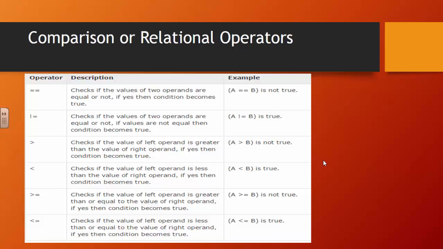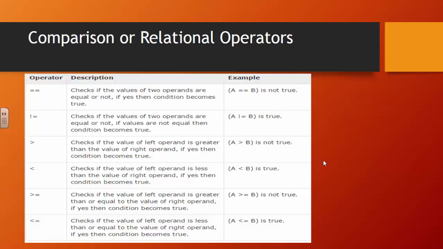A double equals b means a equals b. Okay, a exclamation mark equals b means that a is not equal to b. If a is equal to 5 and b is equal to 5, so a is not equal to 5 would return false, because we know that both are true. A and b are equal to 5. So the second operator says it is not equal to 5, so it is going to return false.